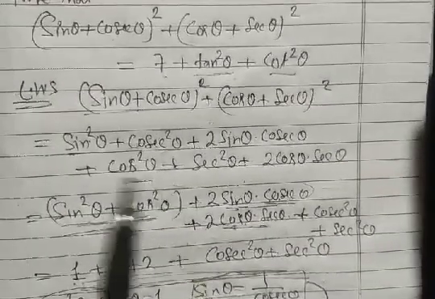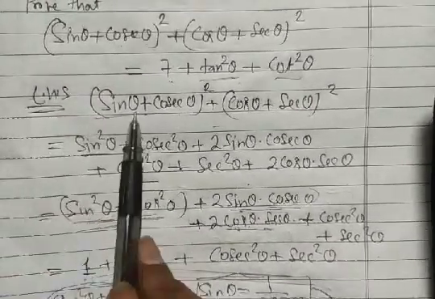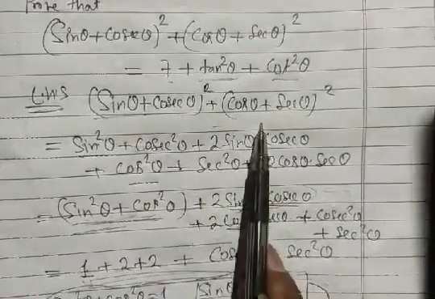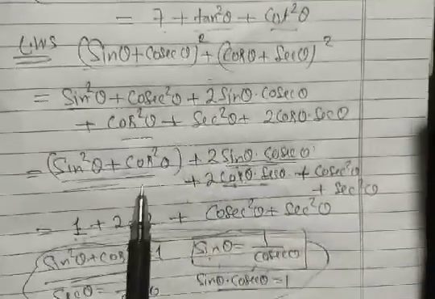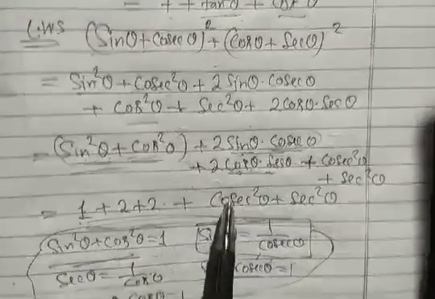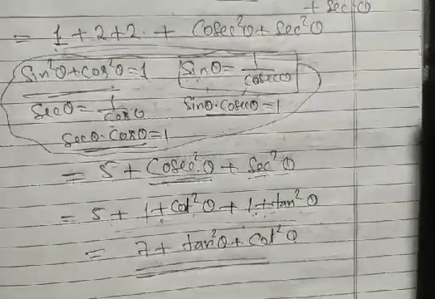Nothing special we are doing, we are just expanding. We start with our left hand side, then use a plus b whole square. Here we expand sin theta plus cos theta whole square. Then after that we rearrange the terms. After rearranging the terms we use the identity there. Then after that we put the value of cosec square and sec square by identity. Then we get our required result.